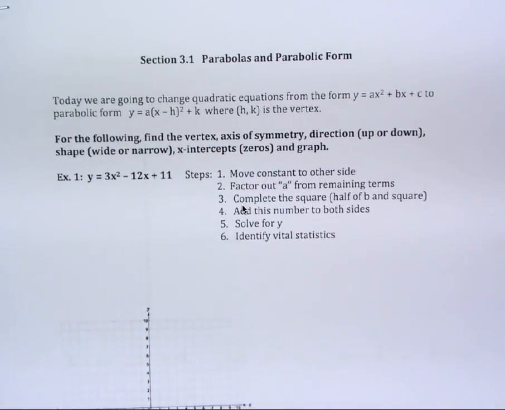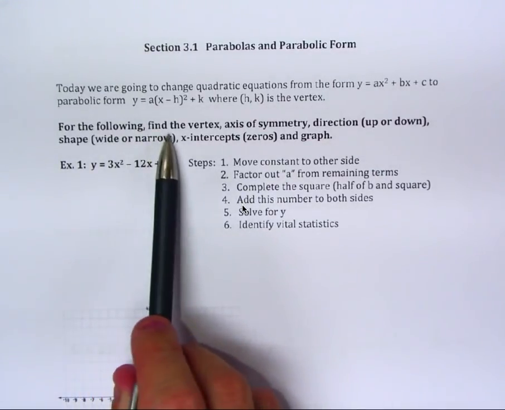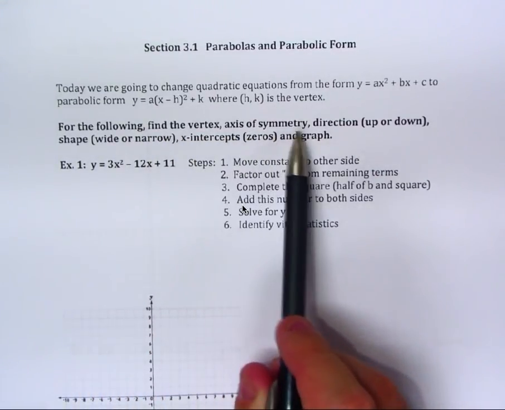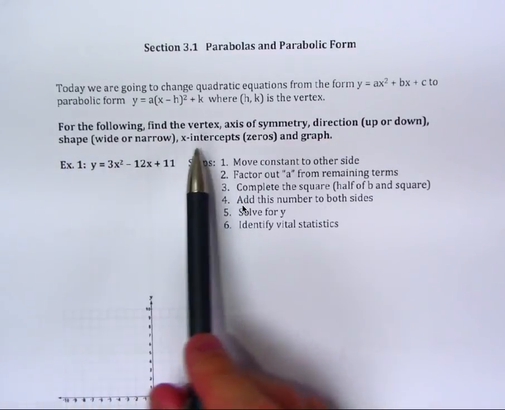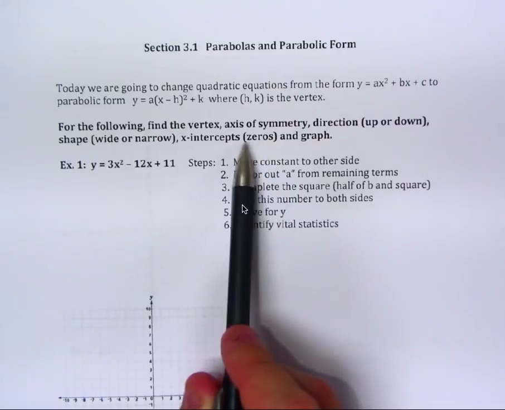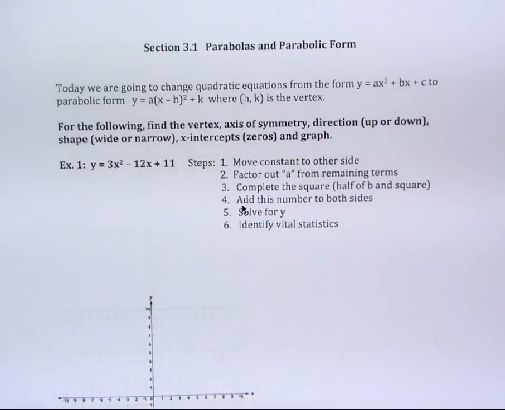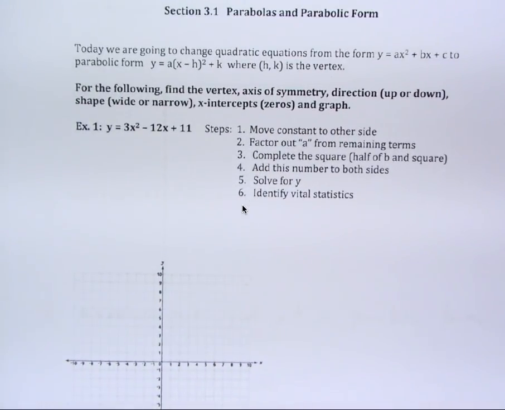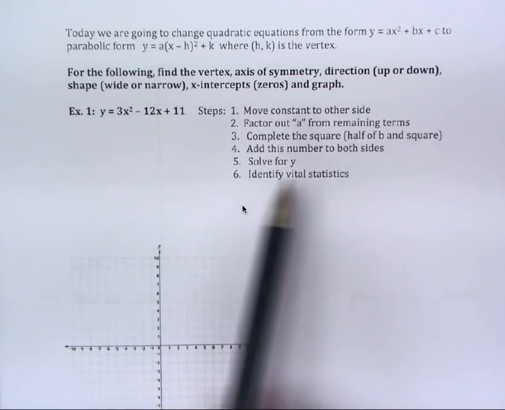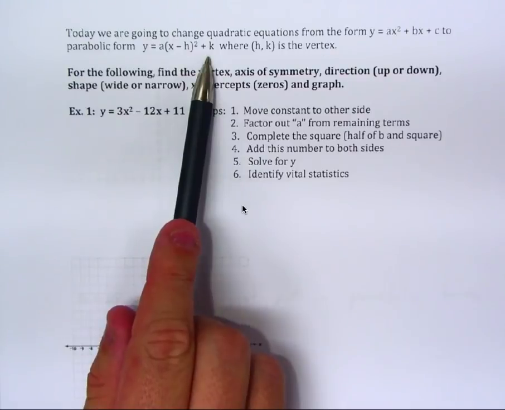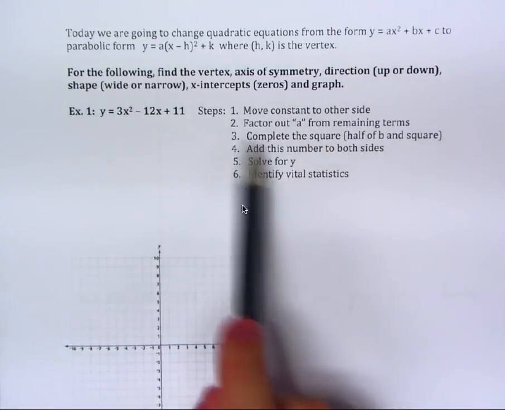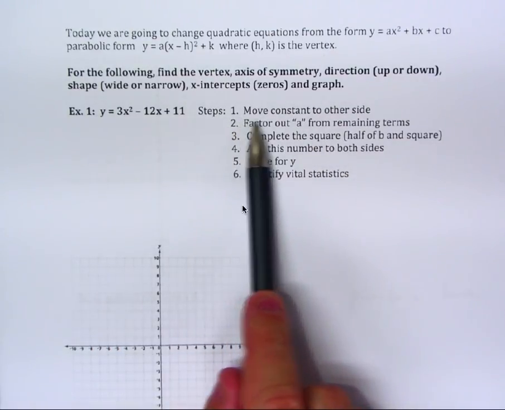All right, so let's look at the directions. For the following, find the vertex, axis of symmetry, is it opening up or down, is it wide or narrow, find the x-intercepts, otherwise known as the zeros, and graph. So we have a lot to do in each problem. There's a lot. But before we do any of this, let's put this equation into parabolic form. All right, and it is a procedure, and here's how this procedure works. I've got some steps to do.